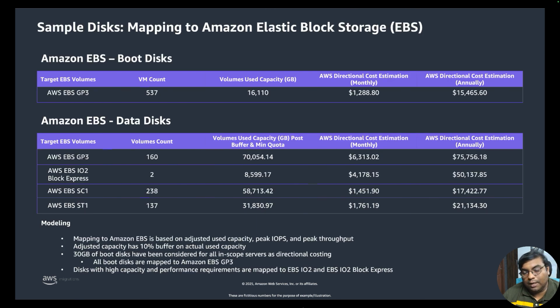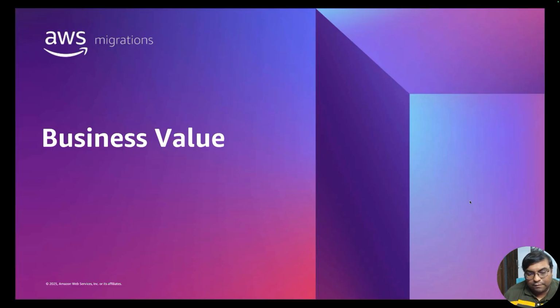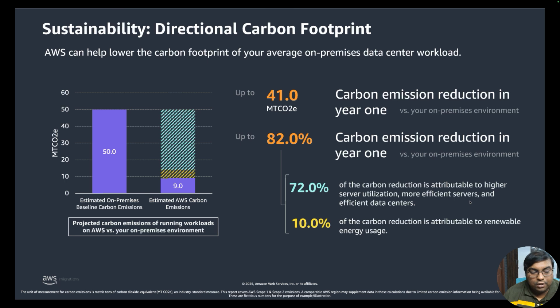And if you move to AWS EBS, the type of EBS is also mentioned here. As you see, if you move to different types of EBS, this is going to be the cost, cost estimation annually. And then finally, we'll go ahead and talk about the business value.